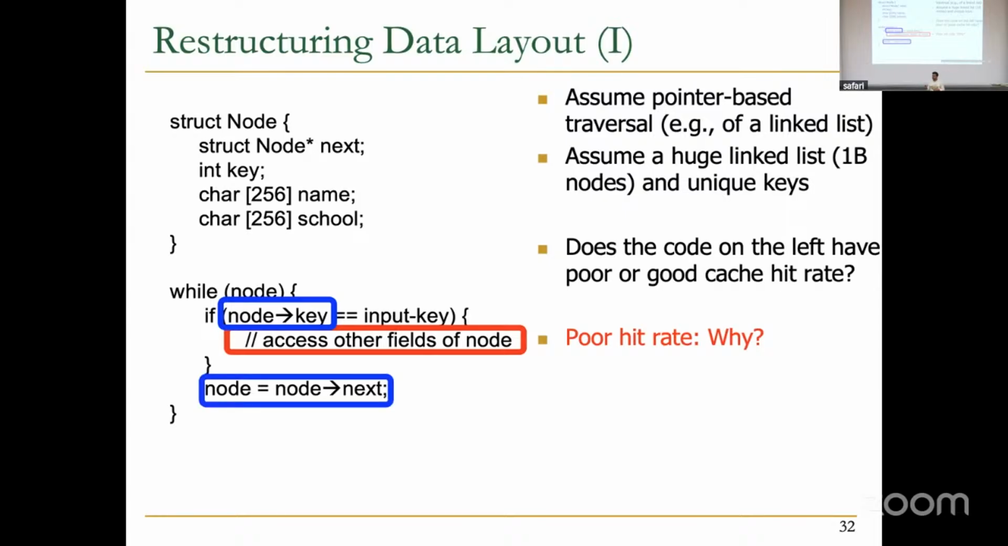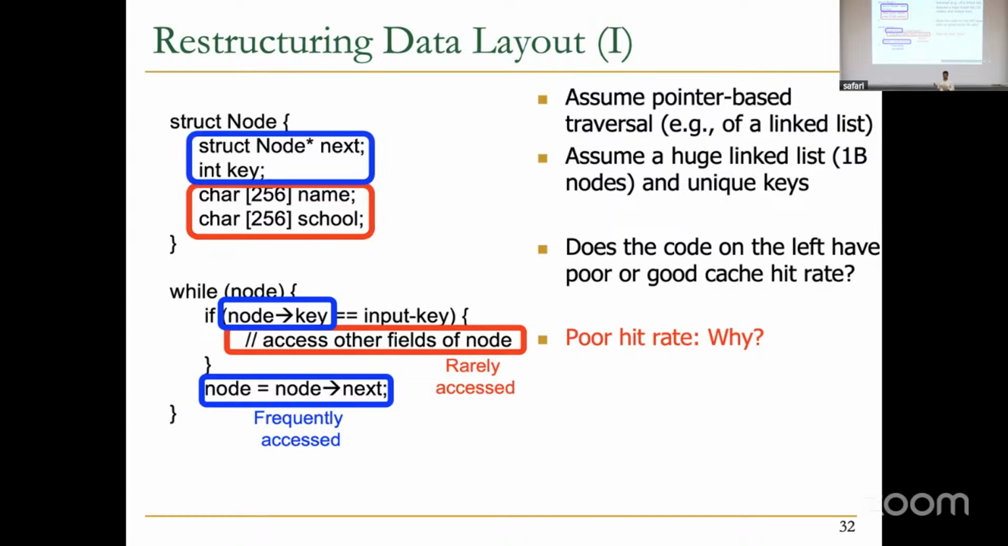So if you see that these two properties, the key and the next, are very frequently accessed in that data structure, and the other things, the name and the school, are not frequently accessed, but you pack them together and lay them out sequentially in the memory layout, then you might not actually see the best performance out of the system.